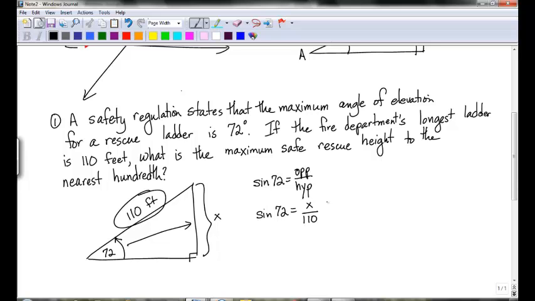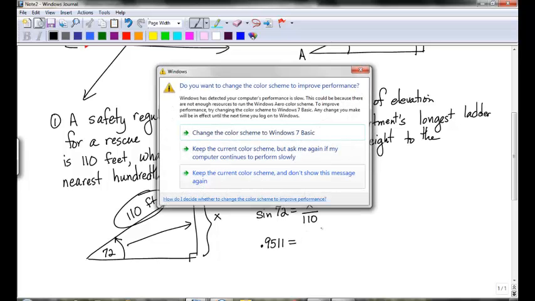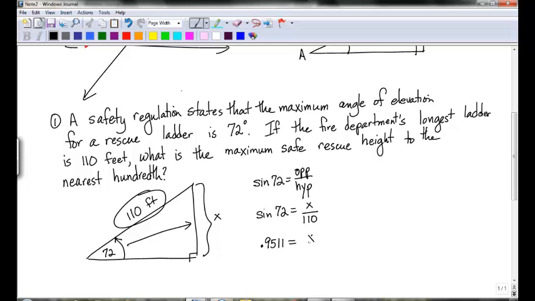Okay, you still want to make sure you're in degree mode. So sine of 72. Okay, and you should have, in trig, it's normally written to 4 decimal places, and then equals x over 110. Now you want to solve for x. It's x divided by 110.